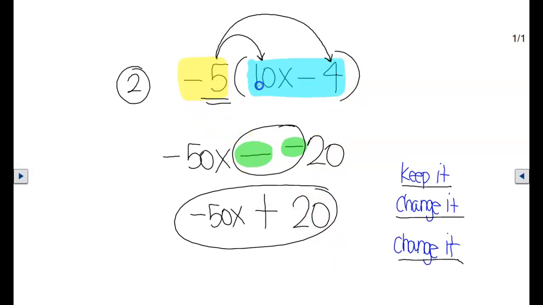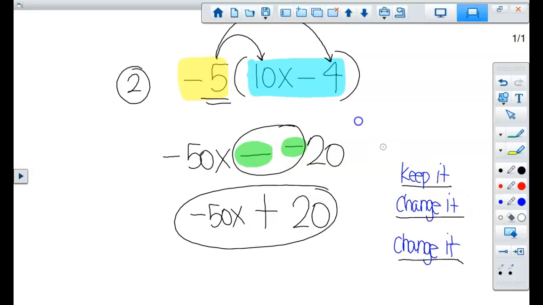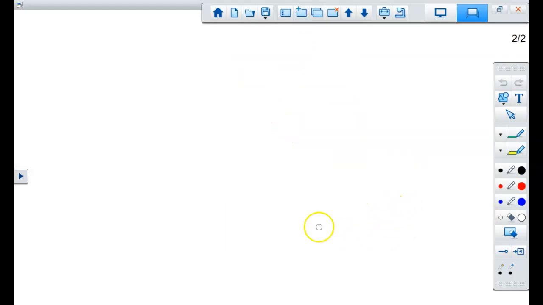You'll start with your original problem. You'll get your double sign answer, which I don't love and I want you to fix. And you will do keep it, change it to give me the answer I want that only has one sign here in the middle instead of 2. So on every problem, you should go through this 3-step process that you're seeing here in front of you. All right, let's try another one.